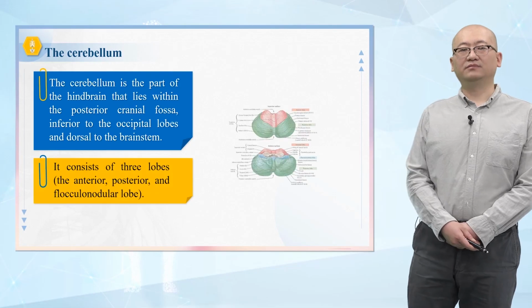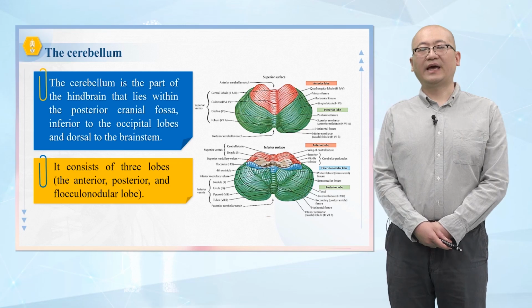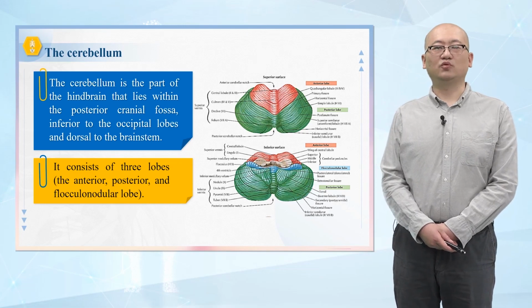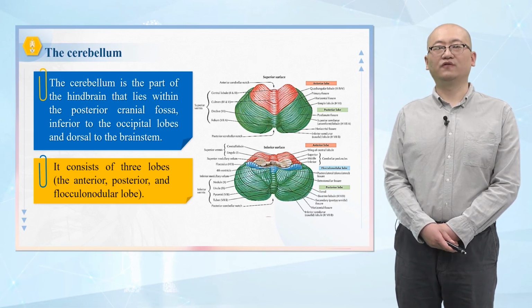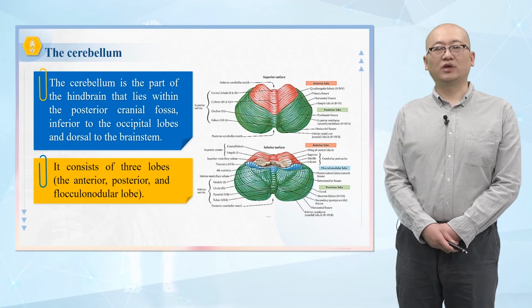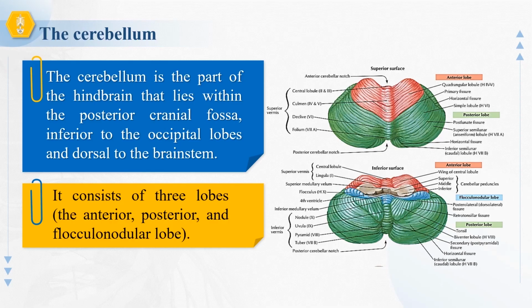The cerebellum is another part of the hidden brain that lies within the posterior cranial fossa, inferior to the occipital lobe and dorsal to the brainstem. It consists of three lobes: the anterior lobe, the posterior lobe, and the flocculonodular lobe.